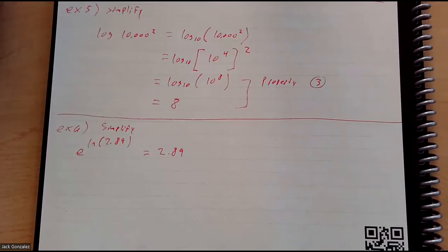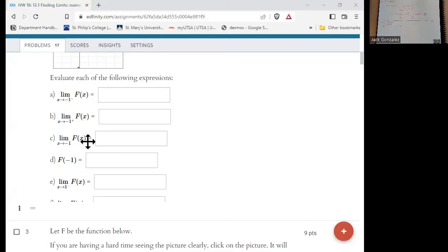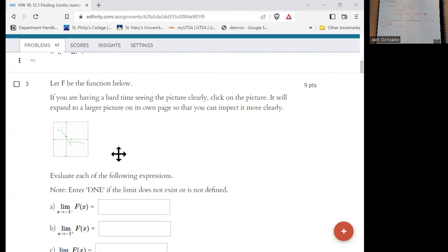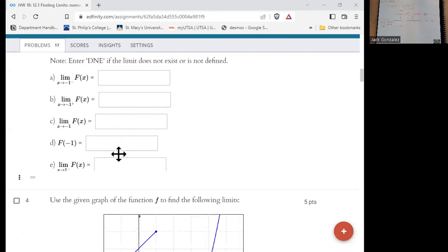So if you scroll down, oops. Zoom out again. So the limit exists at -1, but the function will not be equal to that limit. So if they're not the same, you would say it does not exist. Okay.